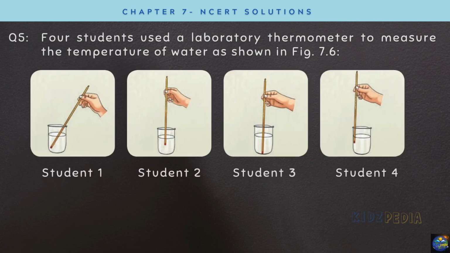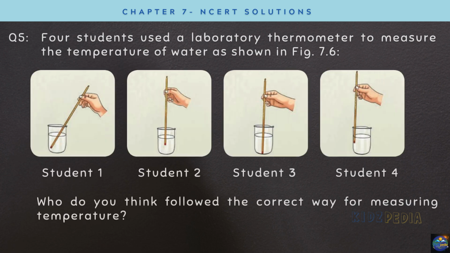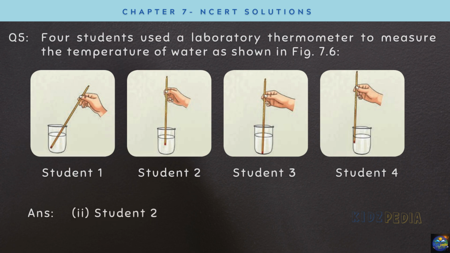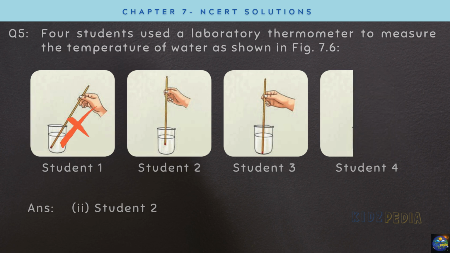Fifth question, 4 students used a laboratory thermometer to measure the temperature of water as shown in figure 7.6. Who do you think followed the correct way for measuring temperature? Student 1, student 2, student 3 or student 4? Here, student 2 followed the correct method because it was properly immersed in water, not touching the sides or bottom of the container, and was held vertically, not tilted.